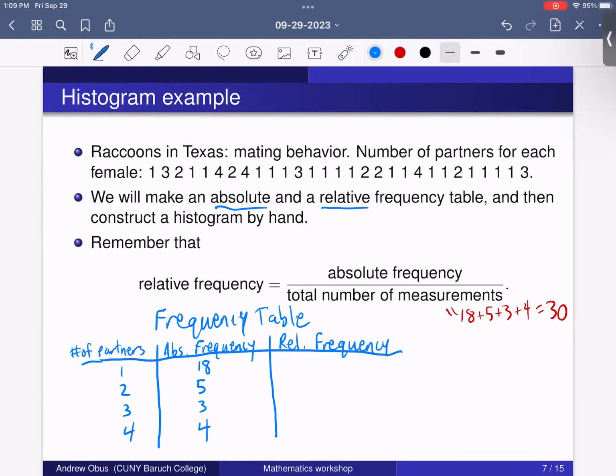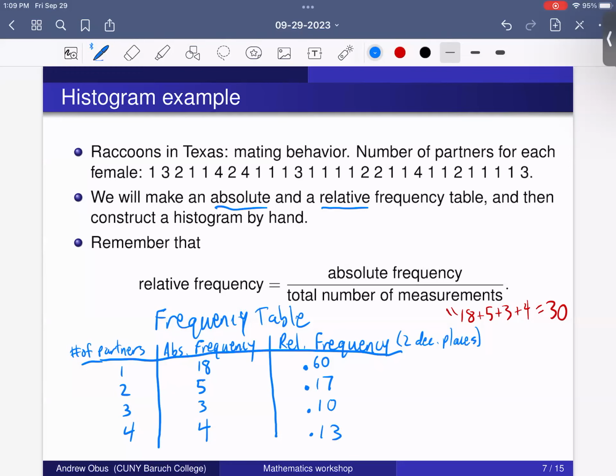Okay, so you can do this with a calculator if you want. For the absolute frequency of 18, the relative frequency here is going to be 0.60. I'll just round to 2 decimal places. So the relative frequency is 0.60. 5 out of 30, that relative frequency is 0.17. 3 out of 30, that relative frequency is 0.10. And 4 out of 30, that relative frequency is 0.13.